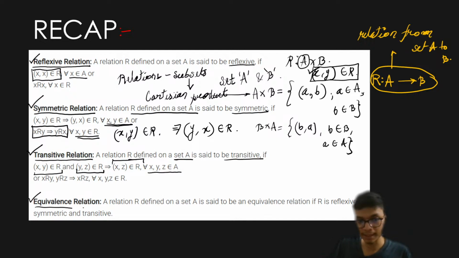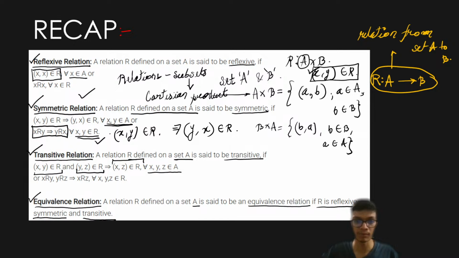Okay, so with the idea of these three types of relations, we have the equivalence relation, defined as a relation on set A which is said to be equivalence when it satisfies all three types of relations. That is, it is reflexive, it is symmetric, and it is also transitive. So if it satisfies all these three, then it is called an equivalence relation. I hope this part is clear.